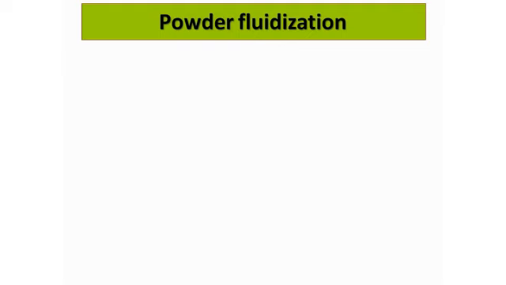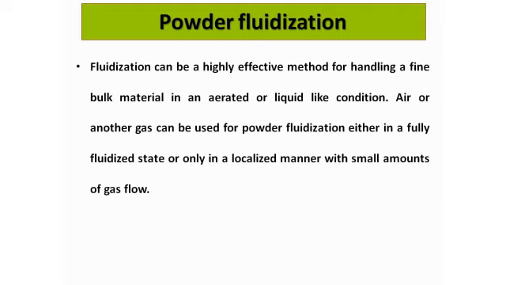The next thing is powder fluidization. So we know what powder fluidization is. It is applied with the help of air generally to increase the fluidity of the powder. Fluidization can be highly effective for handling fine bulk powder in an aerated, or you can say liquid-like, condition. Why do we need this? Fluidization is helpful in preparing the powder for compression, for formation of tablets. So air or another gas can be used for fluidization, either in the fluidized state or in a localized manner with a small quantity of gas flow.